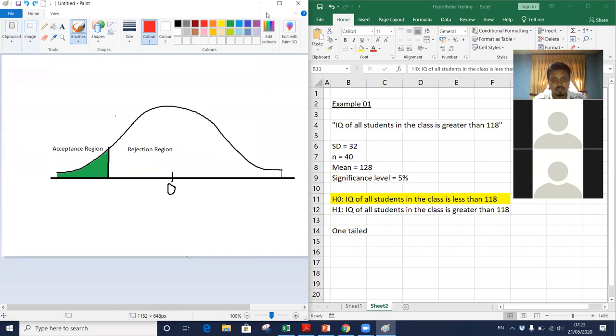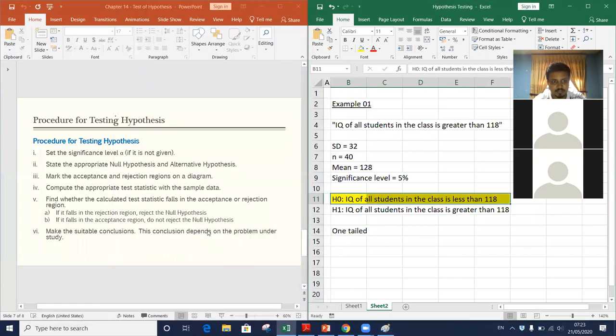Then what we need to do? It was acceptance region, rejection regions marked. Then the fourth step. We need to compute the appropriate test statistics with the sample data, right? Using the data, we need to calculate the appropriate test statistics.